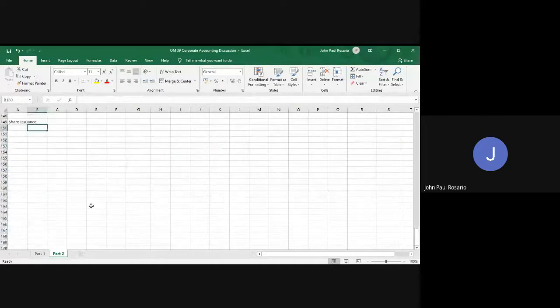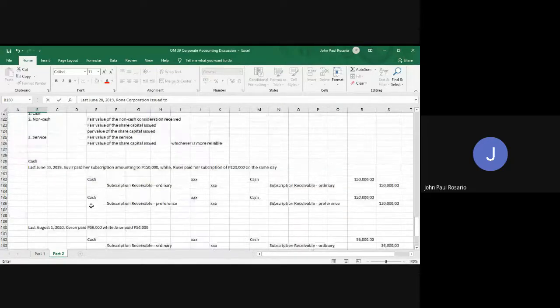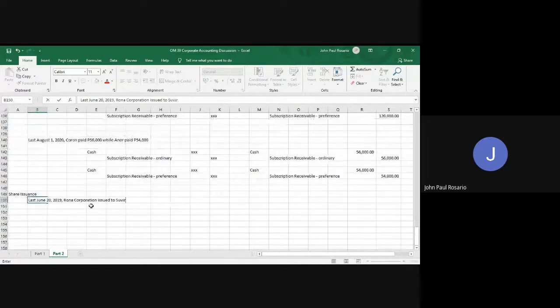So last June 20, 2019, Rona Corporation issued to Suvir and Rusvi. Issued to Suvir. Kila yung gipalit?